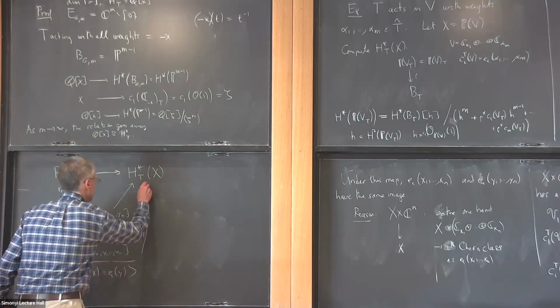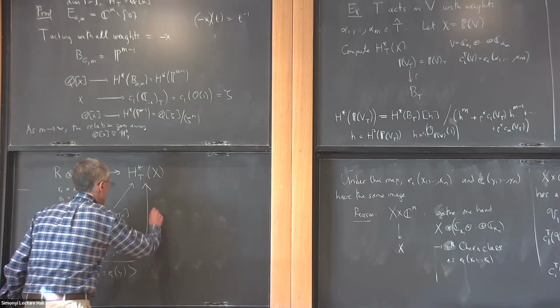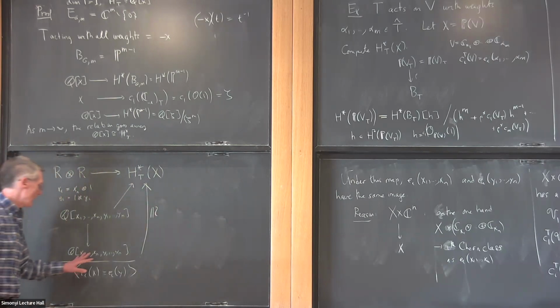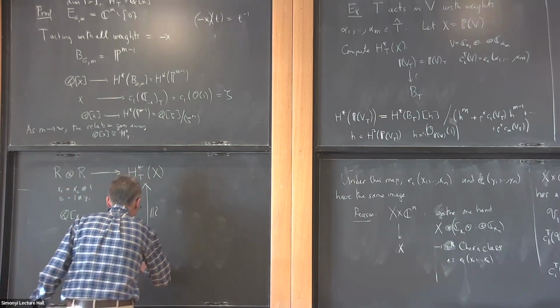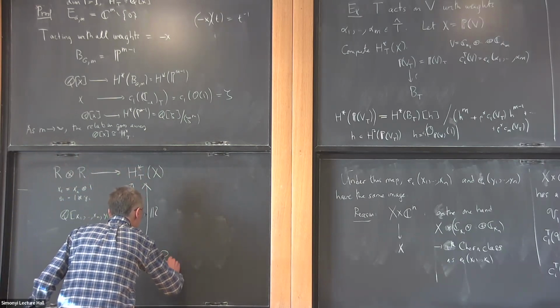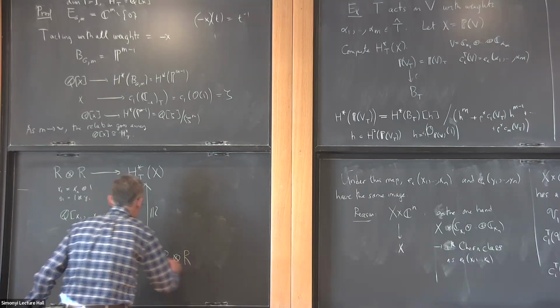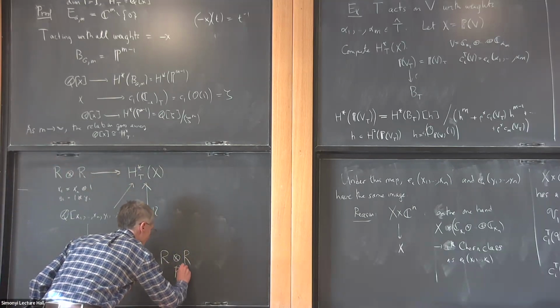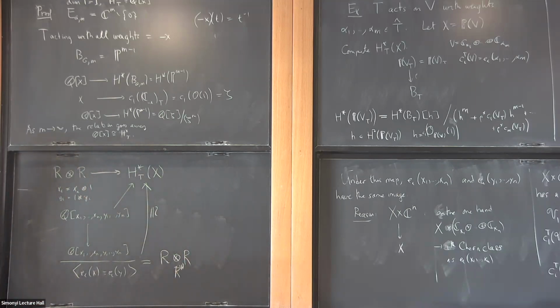So that factors through this, and this map here is actually an isomorphism. And we can write this a bit more intrinsically. This ring here, it's R tensor R. This relation here means that we're tensoring over the ring of invariant polynomials.